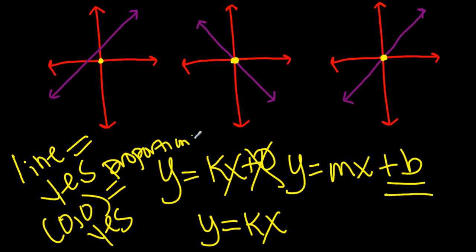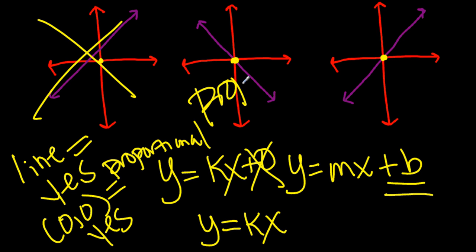So I look here. Line, line, line. Is it going through the origin? 0, 0. No. Not proportional. Here. Is it going through 0, 0? Yes. So that's proportional. Is this one going through 0, 0? Yes.